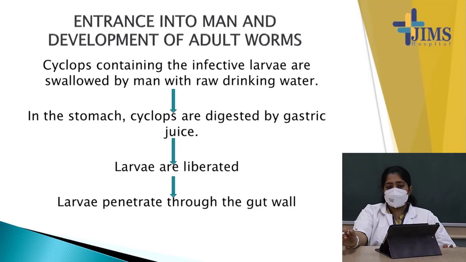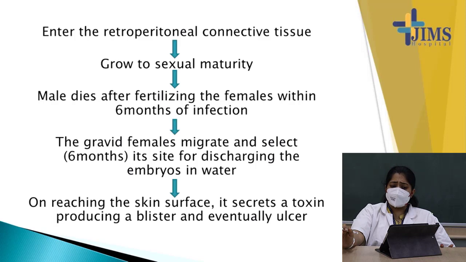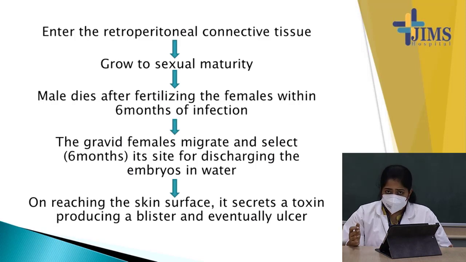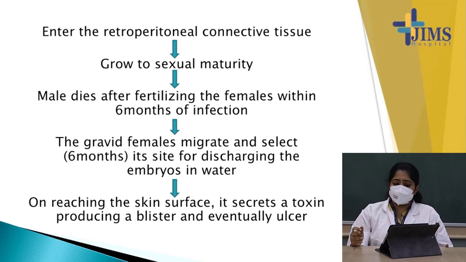and in the stomach of the human being, the cyclops are digested by the gastric juice and the larva is liberated. Now, this larva will penetrate through the gut wall of the man, and it will enter the retroperitoneal connective tissues. Here in the retroperitoneal connective tissues, they grow to adult forms, like adult males and females, they will attain sexual maturity, and then the male will fertilize the female.